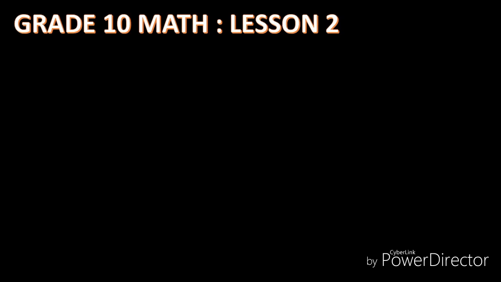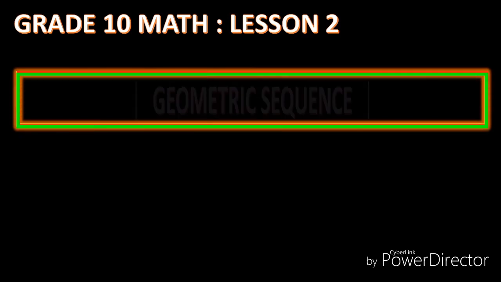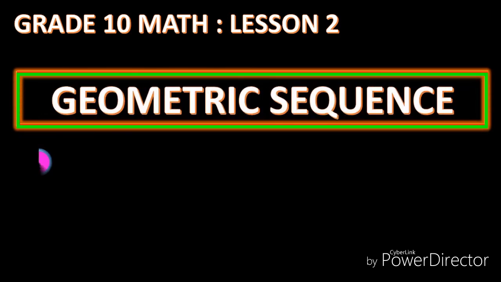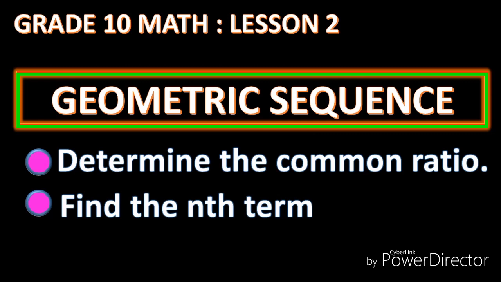Okay, hello. This is our lesson for today, grade 10 math lesson 2, about another type of sequence, which is what we call the geometric sequence. We have the following objectives: number 1, determine the common ratio, and the other one is to find the nth term of the geometric sequence. Okay, so let's start.